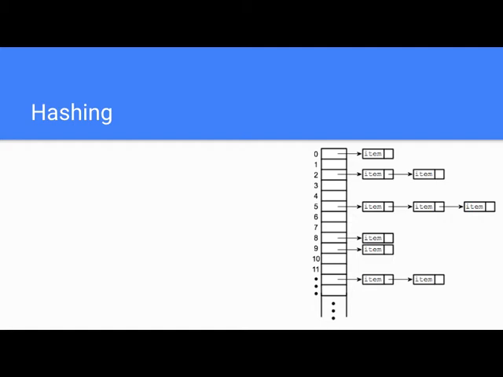Okay, so we're going to go over hashing now. We've gone over asymptotics, so I think we can cover this pretty quickly.